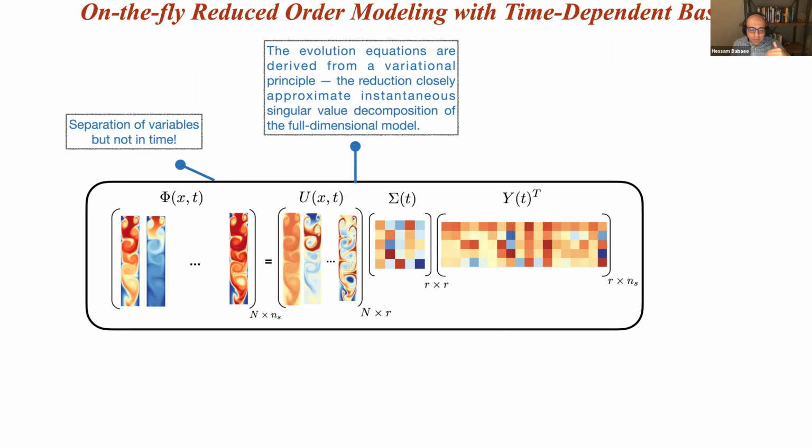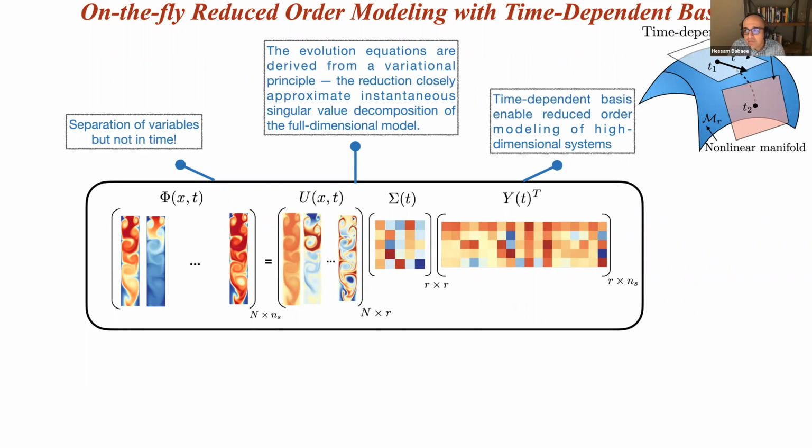Based on that variational principle, the minimization leads to the evolution equation of all these three components. Like I said, this is based on time-dependent bases. This assumes that the low-dimensional manifold is nonlinear and very high-dimensional. But we tackle that by evolving the subspace that we have. This subspace is always adapting, and that's how it can reduce the dimensionality of a high dimensional system.